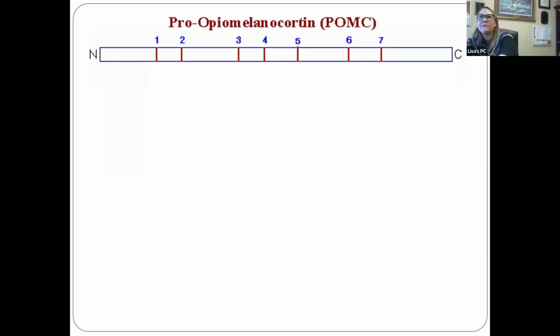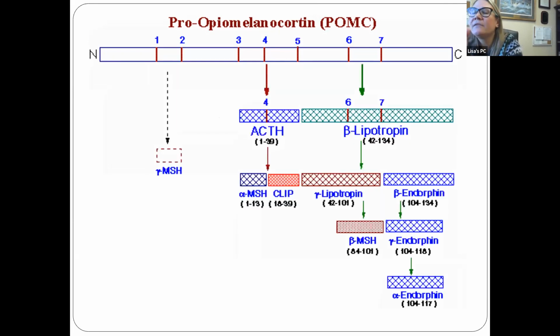If you remember the POMC, or pro-opiomelanocortin, gene, it's from this gene that ACTH is made. So you've got this big POMC gene, it gets transcribed, and you've got this big protein that gets post-translationally processed.